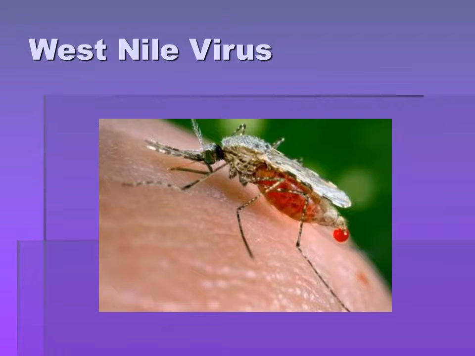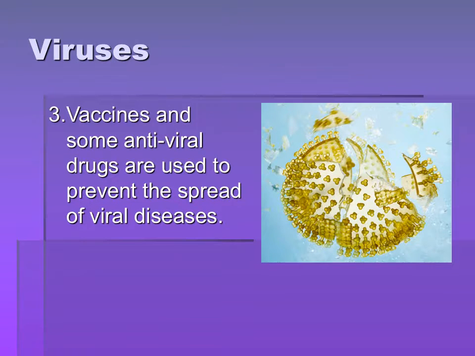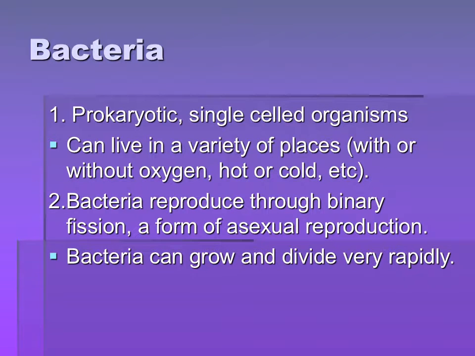One very common one that's caused through an insect bite is the West Nile virus. Viruses can be prevented through vaccines, and some antiviral drugs can help prevent the spread of viral diseases. So vaccines are different types of shots that can help prevent the spread of viral diseases.